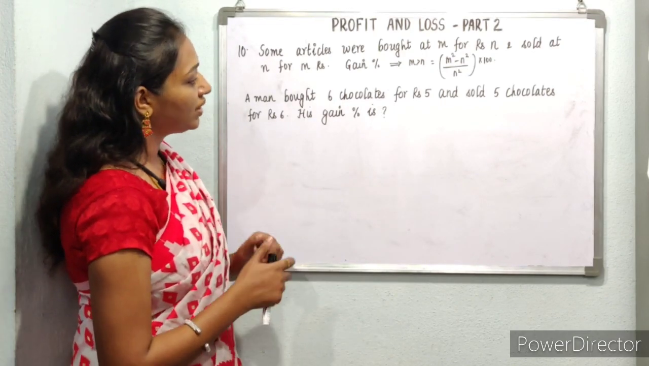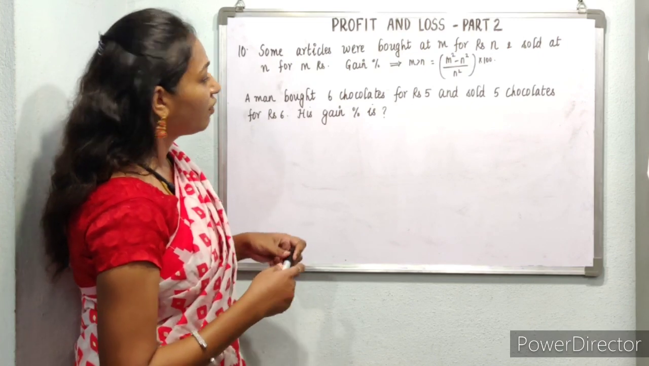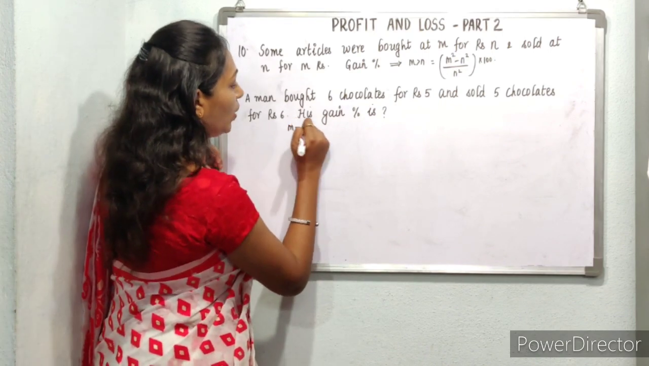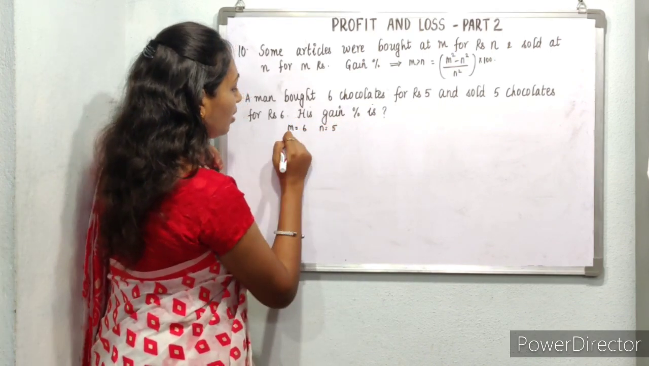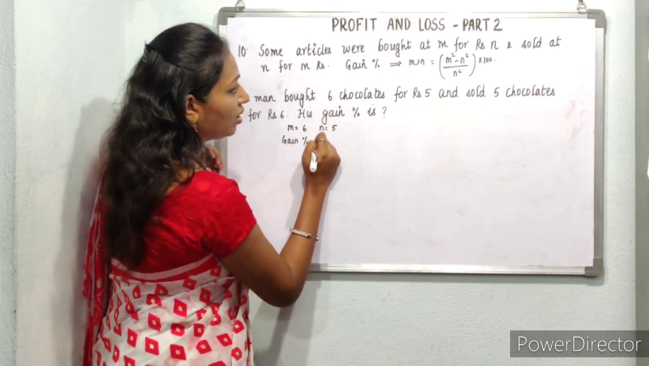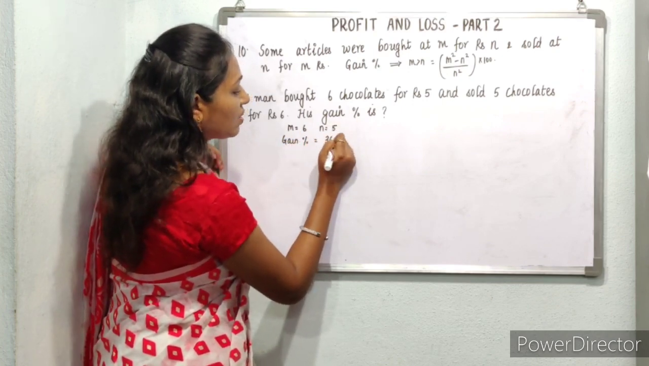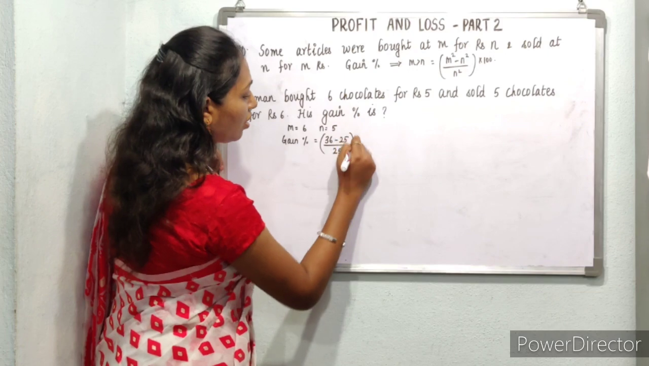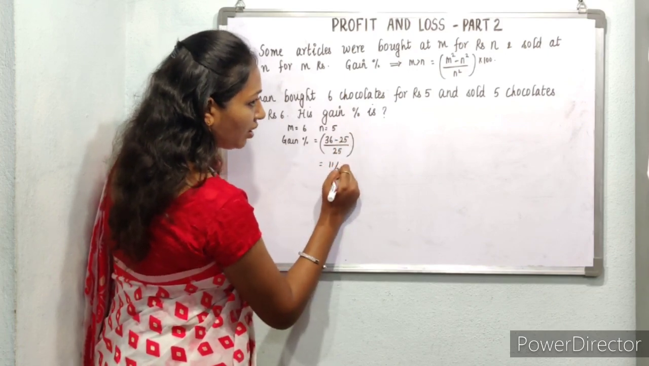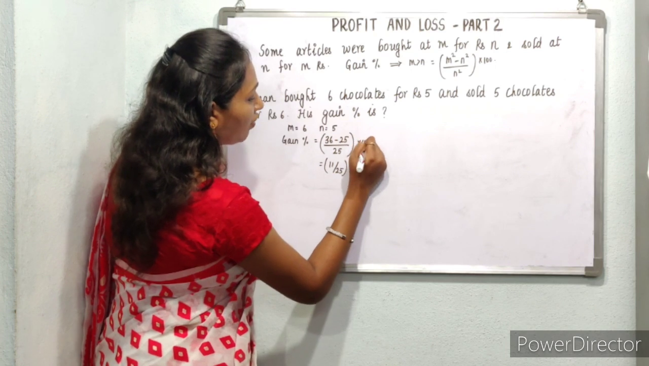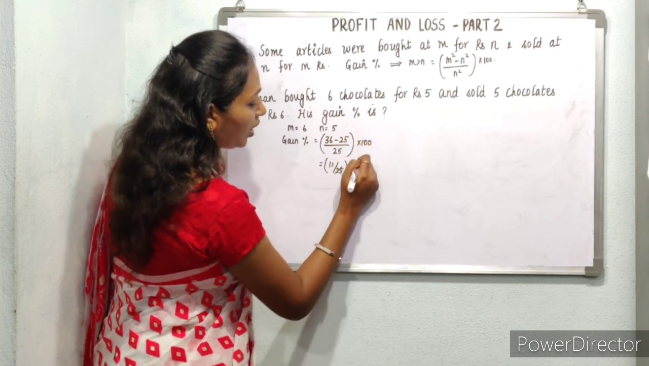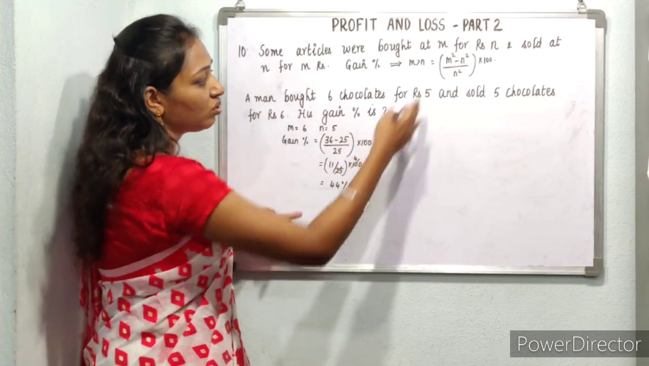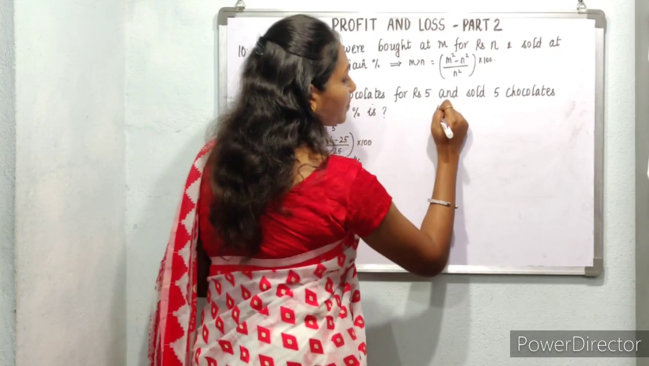Okay. A man bought 6 chocolates for rupees 5 and sold 5 chocolates for rupees 6. His gain percentage is very simple. So m equals 6 and n equals 5. So the gain percentage equals m square, which is 36, minus n square, which is 25, divided by 25. So this will become 11 by 25 into 100. You can cancel this 4 times. So we have 44%. Okay, so this is using this formula.